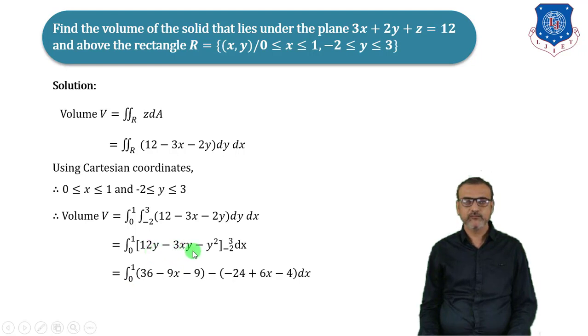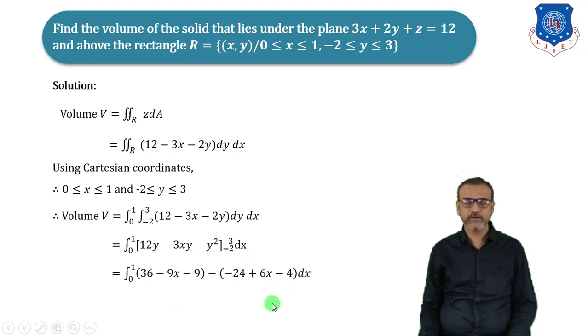Now this is equal to the integration from 0 to 1. We will find this function for upper limit 3, then after the minus sign, we will find this function for lower limit minus 2. So replacing y by 3, 12 into 3 is 36. Then replacing y by 3, 3x into 3 is 9x, so it is minus 9x. And 3 square is 9, so it is minus 9. Then after the minus sign, replacing y by minus 2, 12 into minus 2 is minus 24. Replacing y by minus 2, minus minus plus, 2 times 3 is 6x. Then minus 2 square is 4, so it is minus 4.